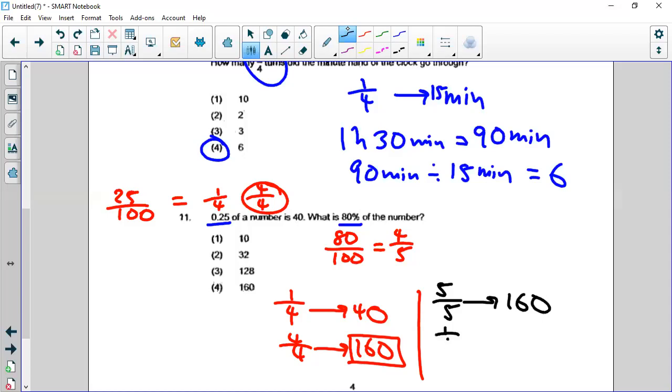Then you just find what is 1/5. 160 divided by 5, that's 1/5. And so what is 4/5 of the number? So 4/5 will be 32 times 4, and that's how you get 128. So 4/5 of the number is what? 128.